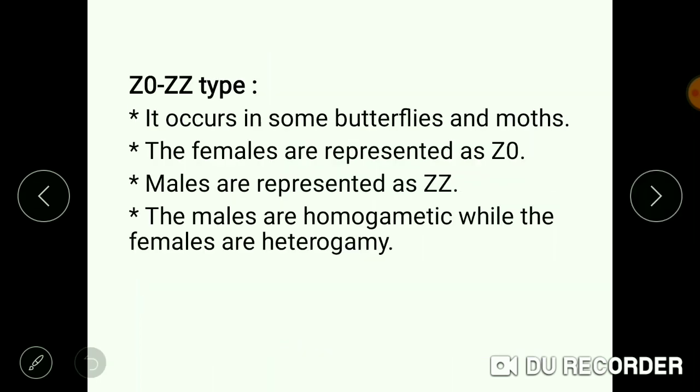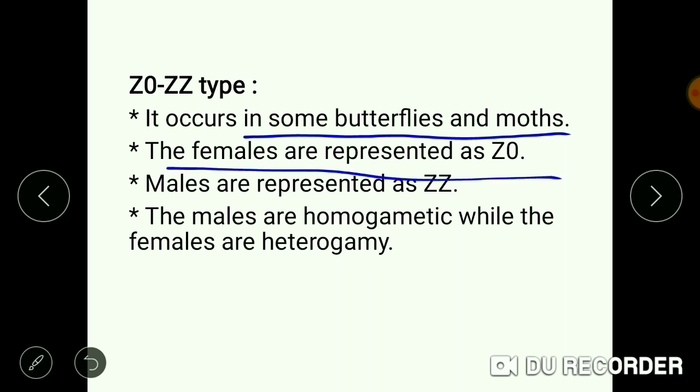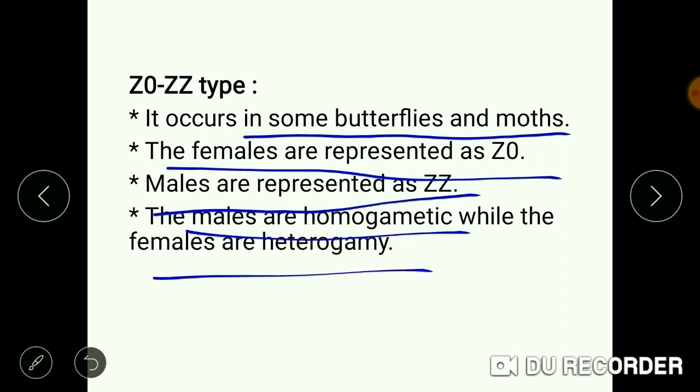Z0 and ZZ type. This type of sex determination occurs in some butterflies and moths. The females are represented as Z0 and the males are represented as ZZ. The males are homogametic while the females are heterogametic.